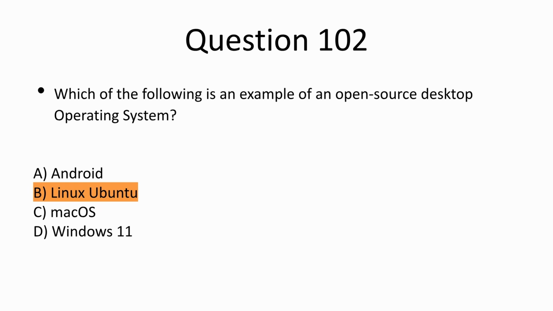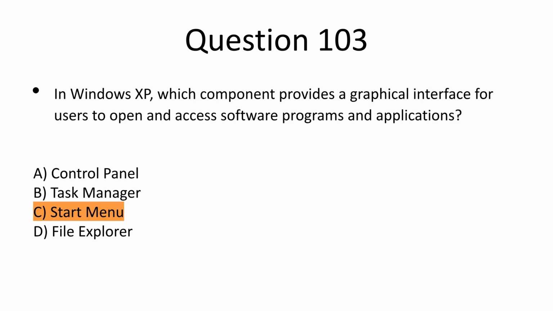For question 102, which of the following is an example of an open-source desktop operating system? The correct choice is B. Linux Ubuntu. Question 103 asks, in Windows XP, which component provides a graphical interface for users to open and access software programs and applications? The answer is C. Start menu.